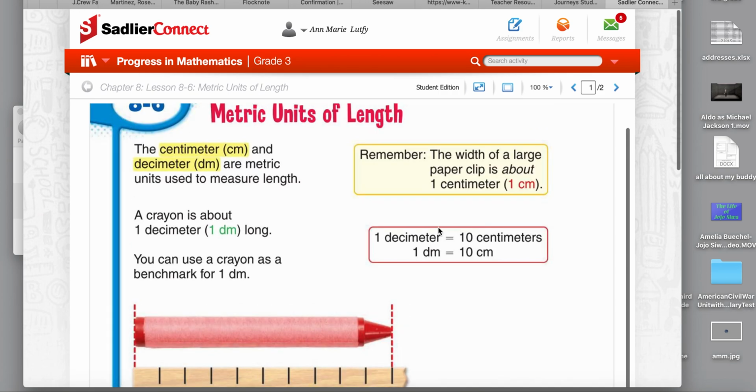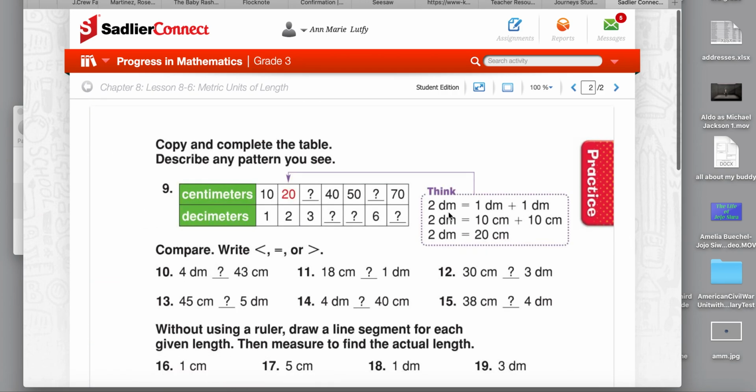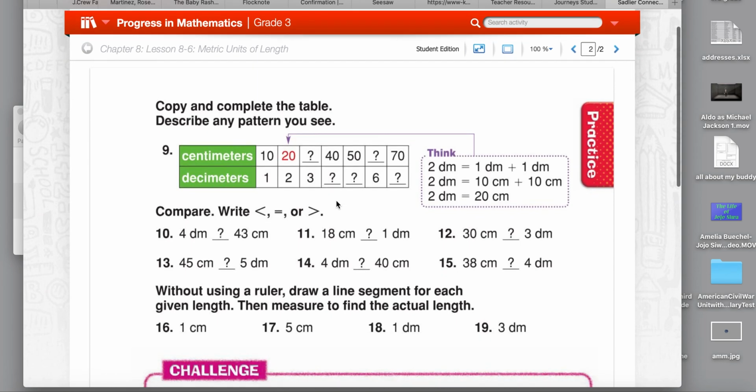So again, when we're comparing, you have to use this. Just remember that 1 decimeter is 10 centimeters. So 2 decimeters is 20 centimeters, and 3 decimeters would be 30. 4 decimeters would be 40 centimeters. So it's really easy to convert, or to compare.